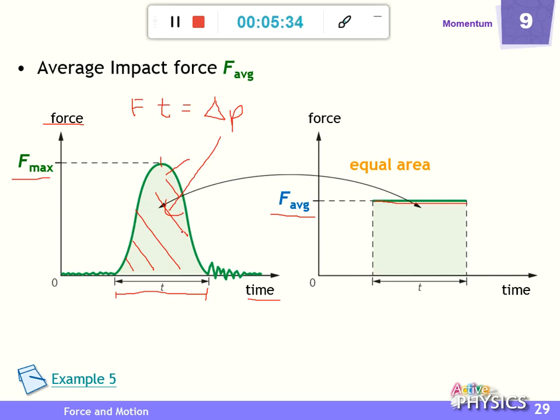Here the force is changing, but we also have the area under the graph. This area should be the same as it, equal area. Okay, they have the same impact time. Then using the calculation, if we know this area and we know the time, then you can calculate the constant force. Okay.